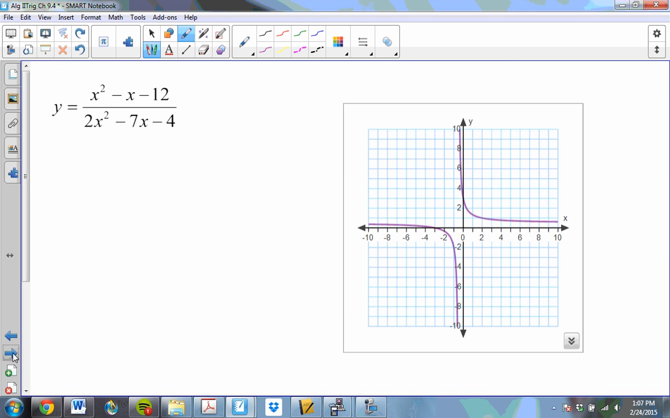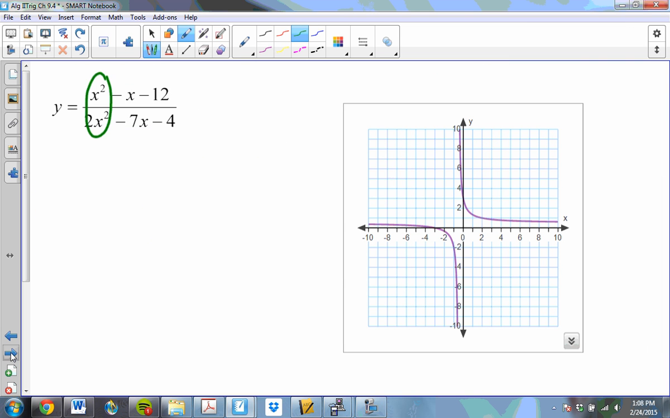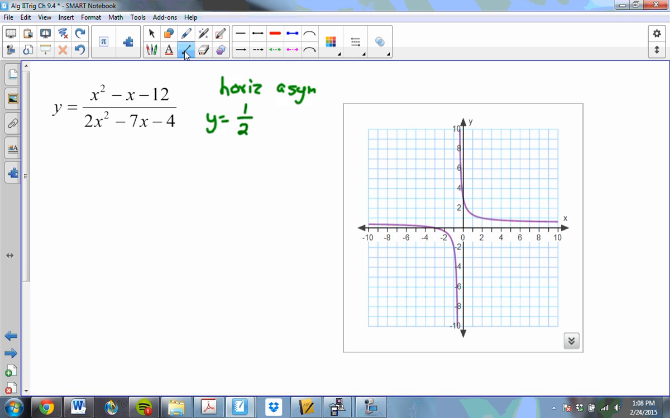It's not so bad. We'll do 2 more examples. Here, the degree on top and the degree on the bottom are again the same, just like they were over here. When the degree on top and bottom are the same, I find the horizontal asymptote by doing the division of the coefficients. That's 1/2. This will be the line y equals 1/2, which is right here. I've already graphed it. You can see the points that are there.